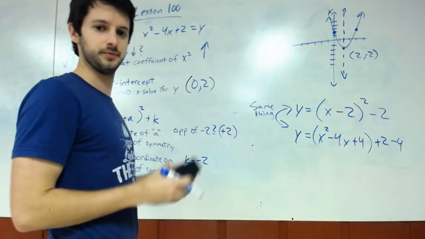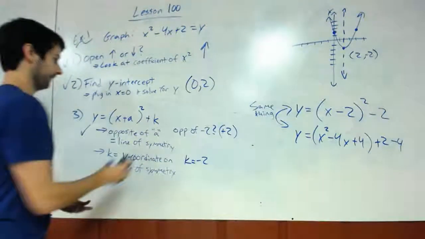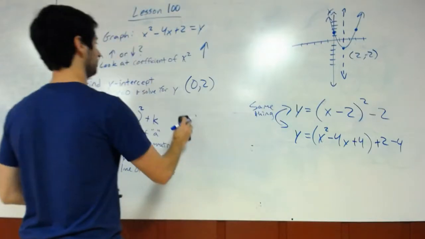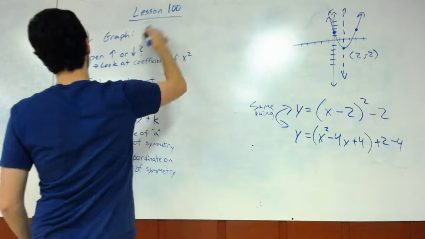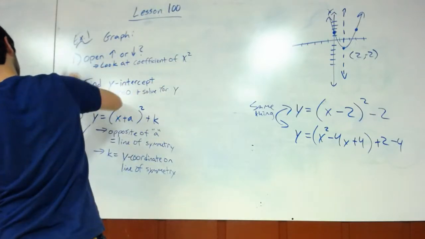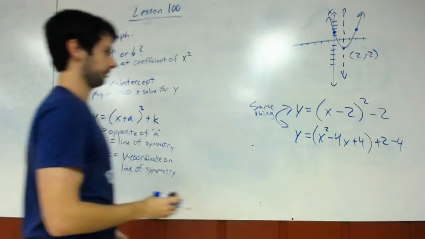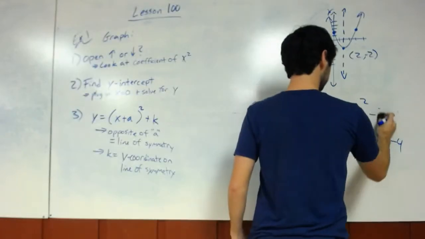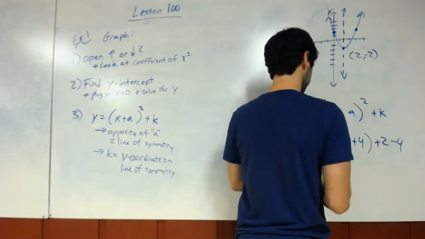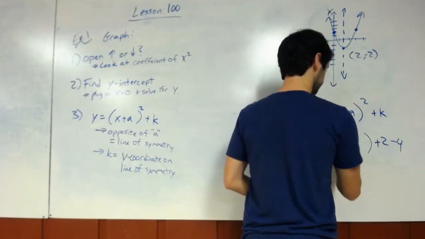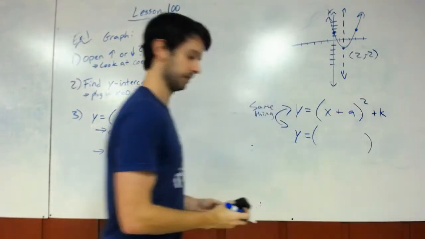So now let's do one more. Notice it opened upward. Let's do a negative one, because I know these are a little bit more tricky. Plus k, plus a. This is all going to be different. Okay, let's do a negative one.